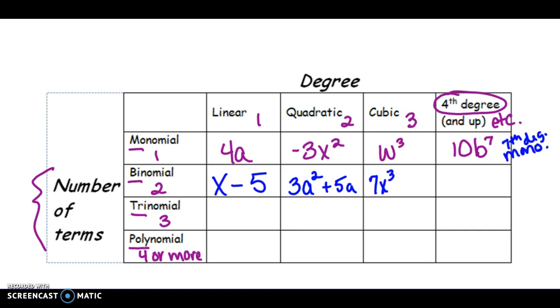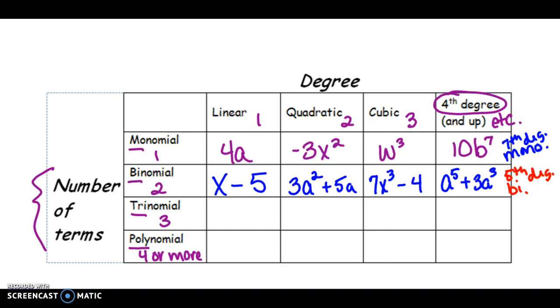7x to the third minus 4. Two terms, 3 is the highest exponent. Okay, for my binomial, 4th degree and up, I'm going to do a to the 5th plus 3a to the 3rd. And off to the side, I'm going to call it a 5th degree binomial.